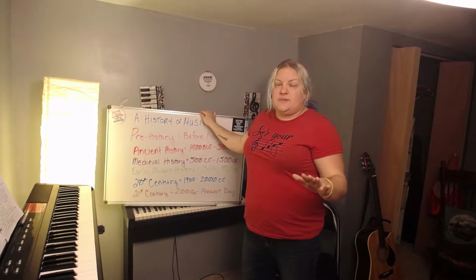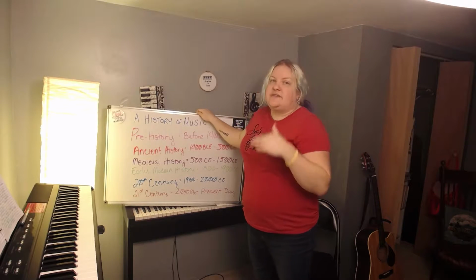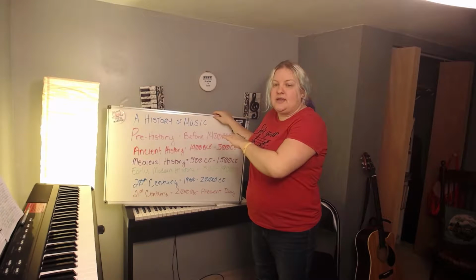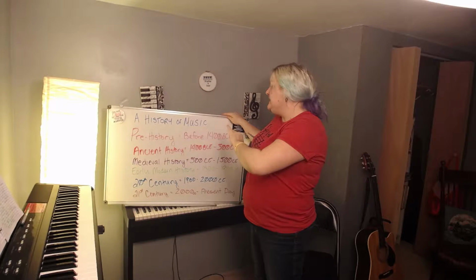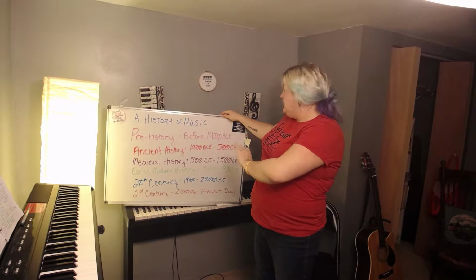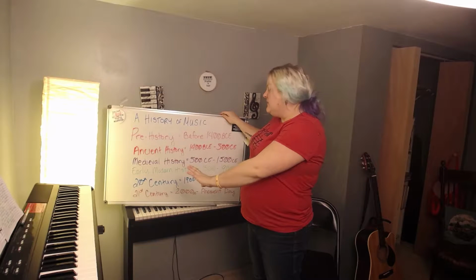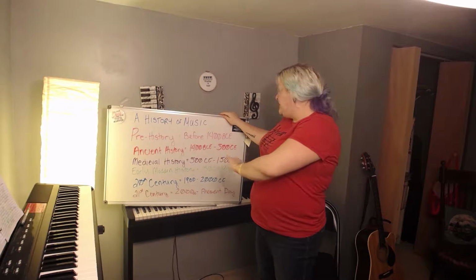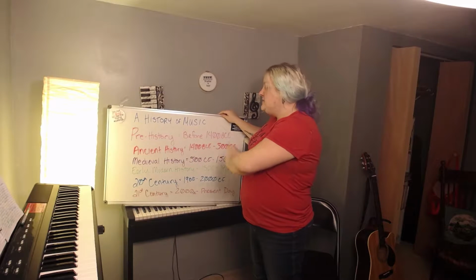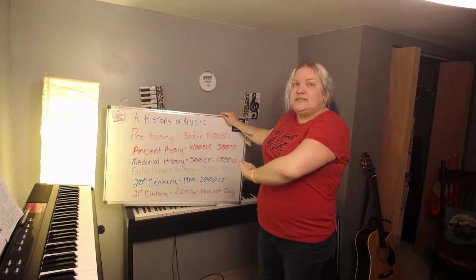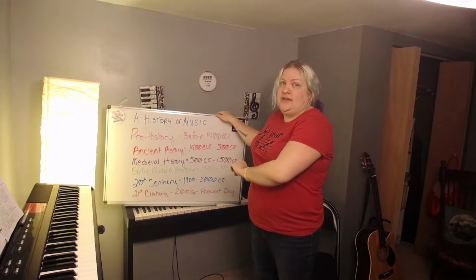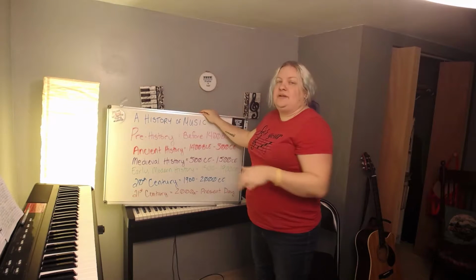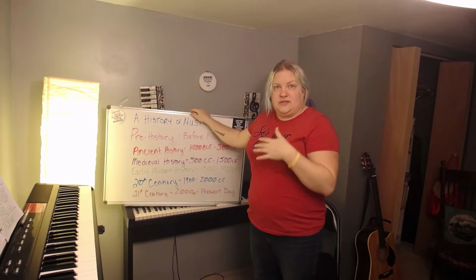So in the interest of keeping my sanity, I've decided to divide music up into 6 categories. Prehistory, which is before 1400 BCE, ancient history, which is 1400 BCE to 500 CE, medieval history, which is 500 CE to 1500 CE, modern history, which is 1500 to 1900 CE. And then 20th century history, which is 1900 to 2000 CE. And then if we have time and I feel so inclined, we will talk about the 21st century and the future of music, which is 2000 to the present day.